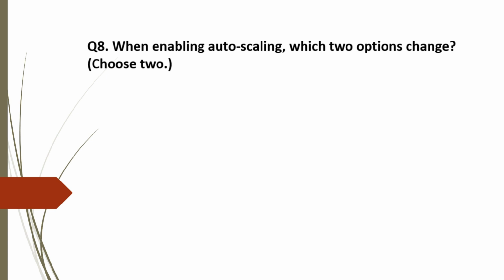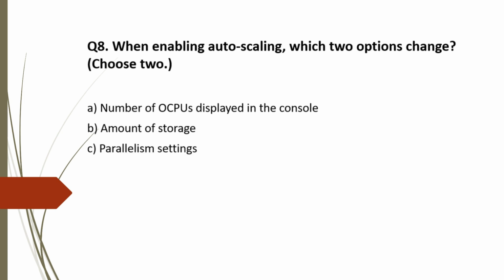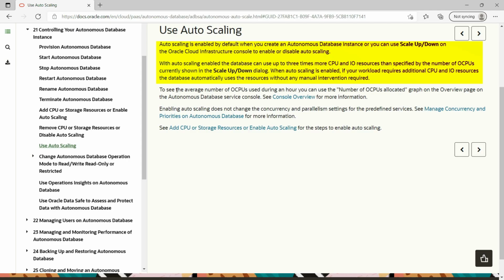Question 8. When enabling autoscaling, which two options change? And the options are A, number of OCPUs displayed in the console, B, amount of storage, C, parallelism settings, D, IO resources, and E, level of concurrency. With autoscaling enabled, the database can use up to 3 times more CPU and I/O resources than specified by the number of OCPUs currently shown in the scale up or down dialog. When autoscaling is enabled, if your workload requires more CPU and I/O resources, the database automatically uses the resources without any manual intervention required.